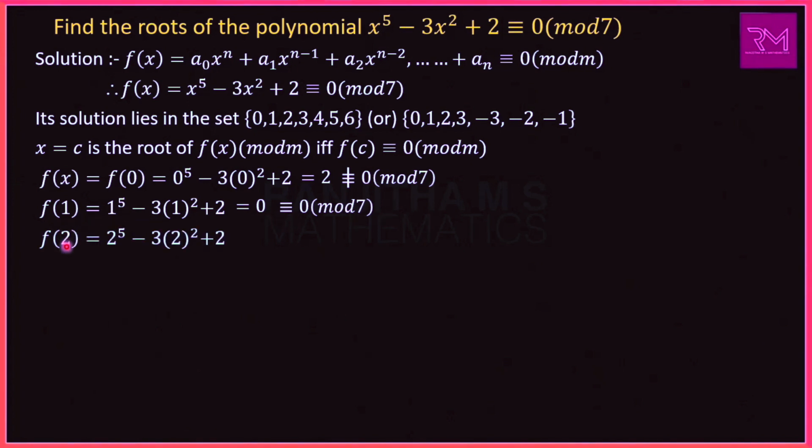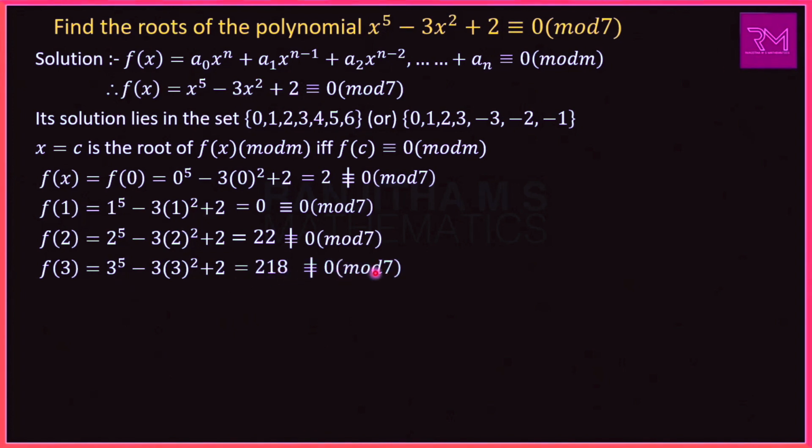Similarly, substitute x value as 2. That is, 2 power 5 minus 3 into 2 square plus 2, which, if we simplify, we get 22. So obviously 22 is not congruent to 0 mod 7, because 7 does not divide 22. Now substitute x equals 3: 3 power 5 minus 3 into 3 square plus 2. If we solve this, we get 218. So 218 is not congruent to 0 mod 7 because 7 does not divide 218. Therefore x equals 3 is not a root.